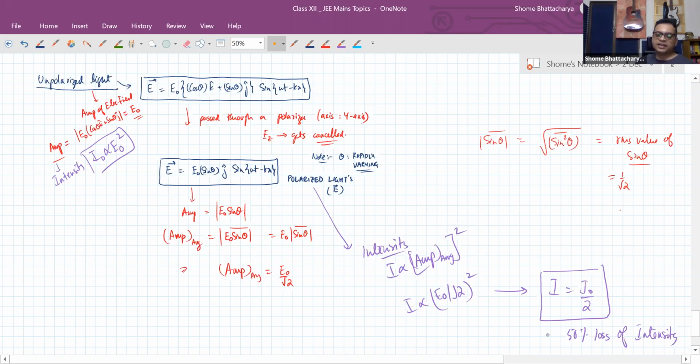You don't have to remember this entire method of calculation. This derivation is not part of your board syllabus, so you need not worry about that. But you have to know this as a fact. And in reality, of course, there is more loss of intensity because you're passing it through another material, so there'll be some absorption also. This is assuming that the transmission coefficient is 100%, and only polarization is happening. But in reality, there will be some more loss because there will be absorption also.